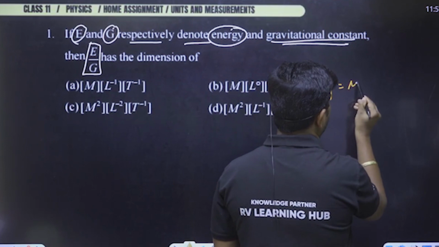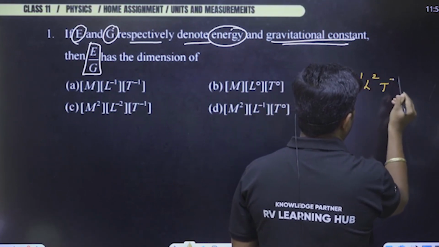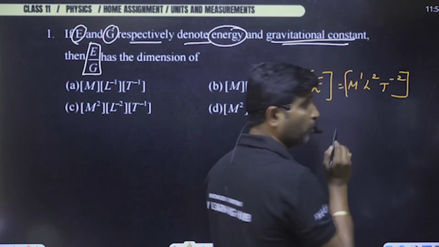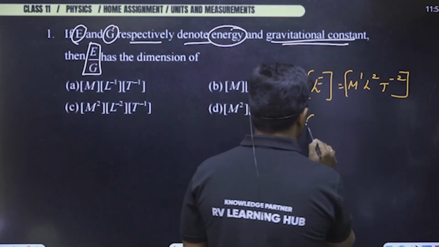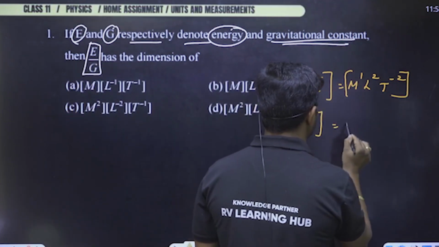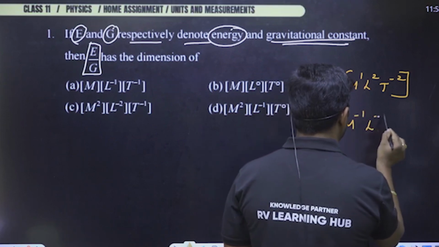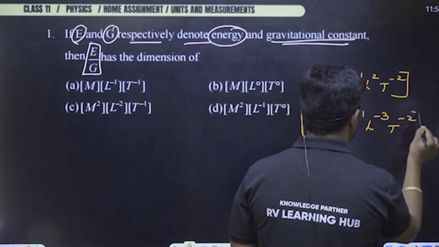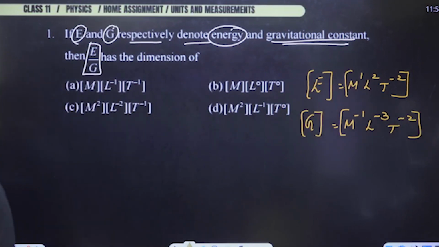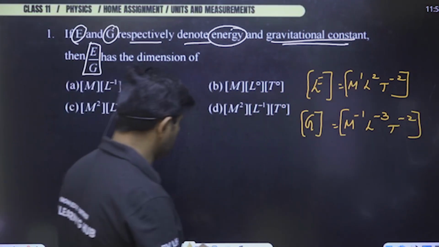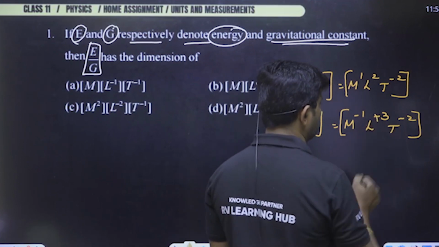We know here M power 1 L power 2 T power minus 2. You must learn this, otherwise you can't solve such type of problems. So see here, the universal gravitational constant is, we can say, M to the power of minus 1 L power minus 3 T power minus 2. That is the universal gravitational constant. It should be L power plus 3.